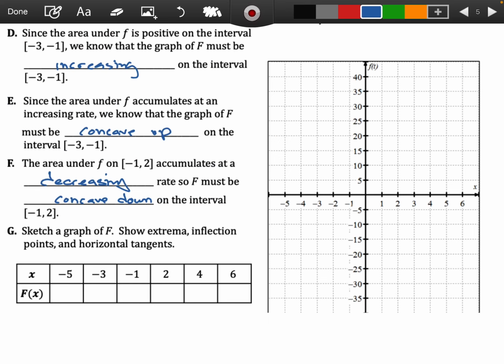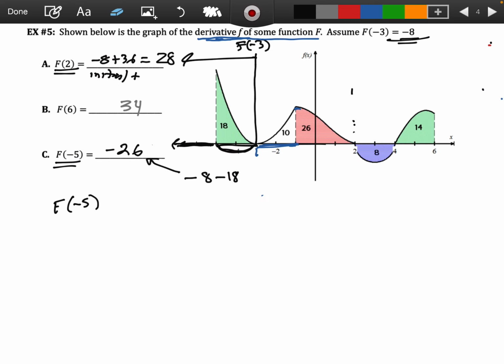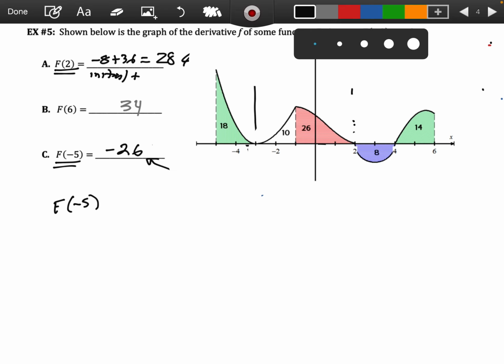So now we're going to sketch this graph using D, E, F. We're going to sketch it, but first, let's fill out this table here so we could get some points, okay? At -5, we said it was what? -26. At -3, they told us it was -8. We do not have -1, but we could figure it out, okay? What's going to be the value at -1?